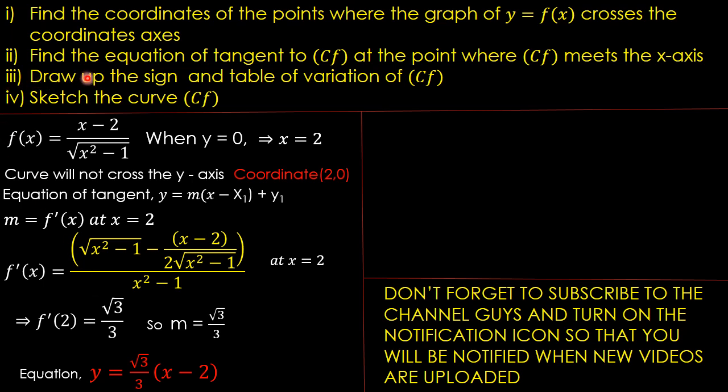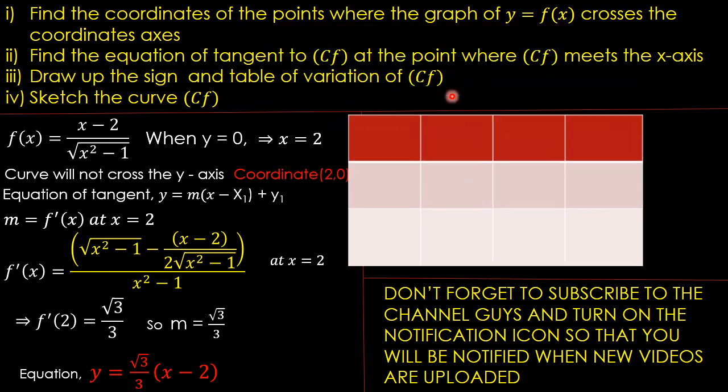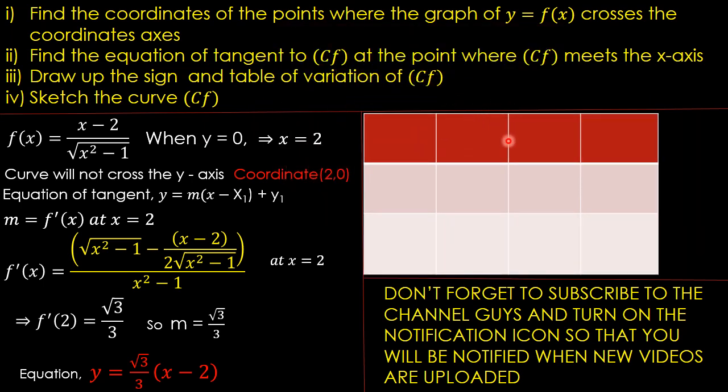Now the next part wants us to draw up the sign and the table of variation of the curve f. All right, guys, this is what we need. Now, guys, you should recap that the variation table comprises of what? The limits of f at the boundaries of its domain, and it also comprises of turning points. But in this case, we don't have turning points, so we can omit that. It comprises of turning points if they are available.